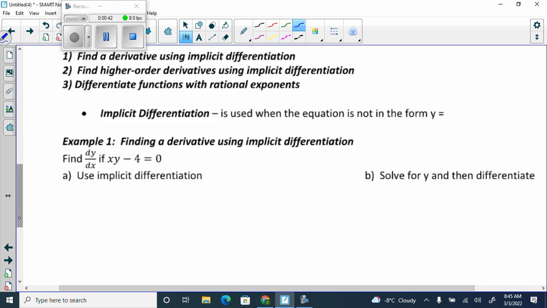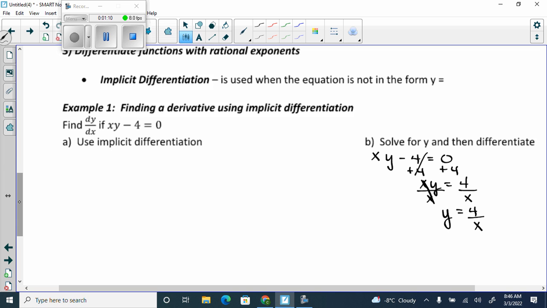So we have xy minus 4 equals 0. We're going to add 4. xy equals 4. And then we divide by x. What did I tell you when you have a monomial on the bottom? You can bring it to the top and do power rule, right? So this is x to the 1. I can rewrite it as 4x to the negative 1.